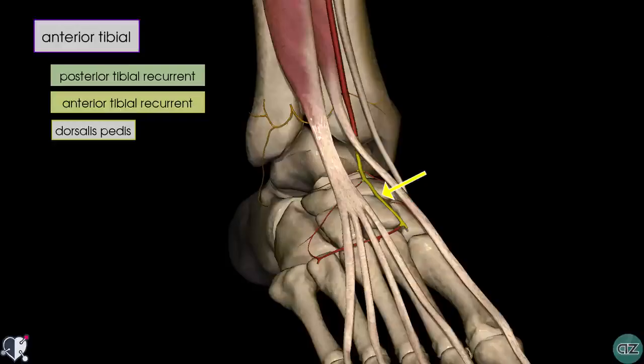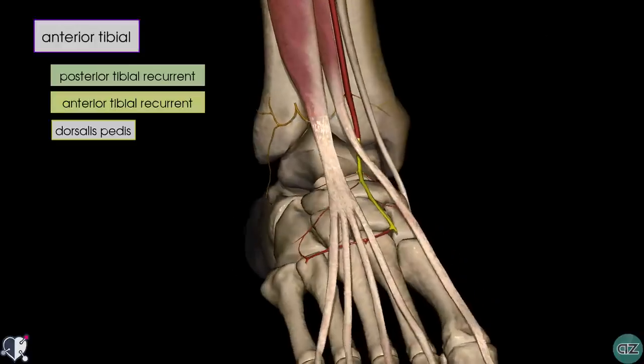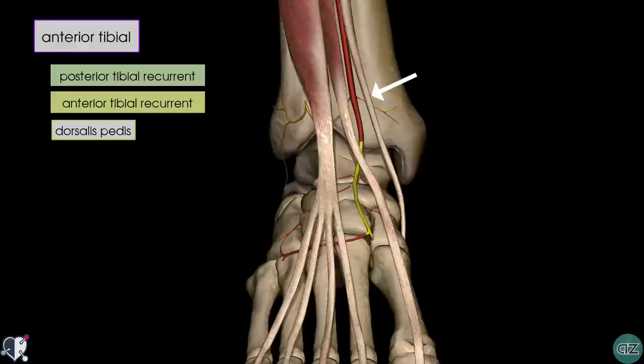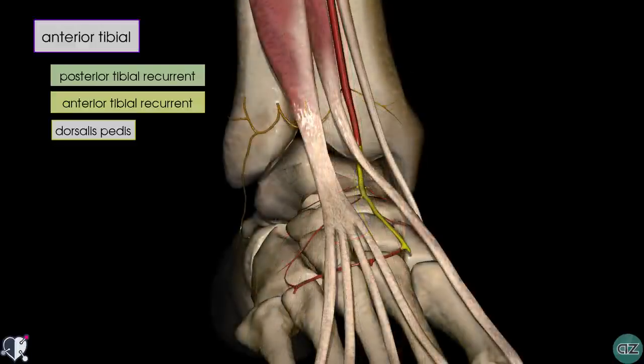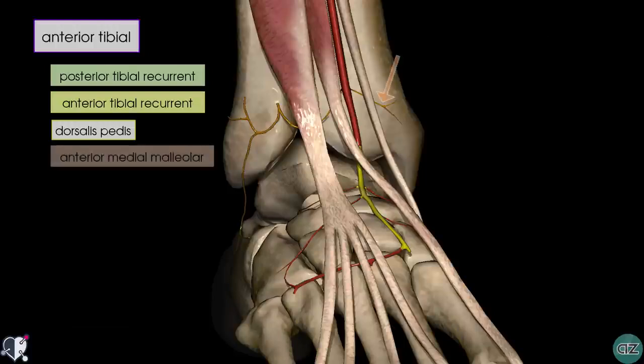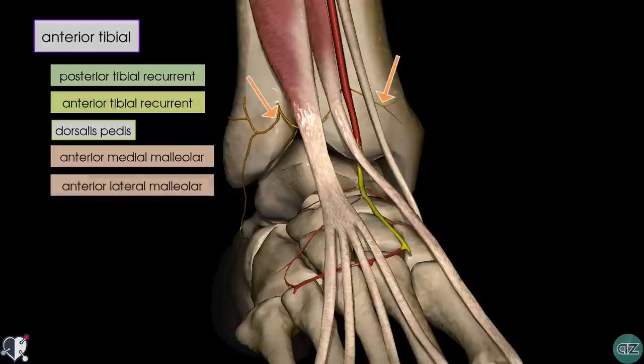So we're looking at the ankle joint here, and we can see some muscles of the extensor compartment. We've got the extensor digitorum longus muscle, the extensor hallucis longus muscle, and the tibialis anterior muscle. So I've just zoomed in a little bit closer and we can see the distal branches. You've got the anterior medial malleolar artery and the anterior lateral malleolar artery.